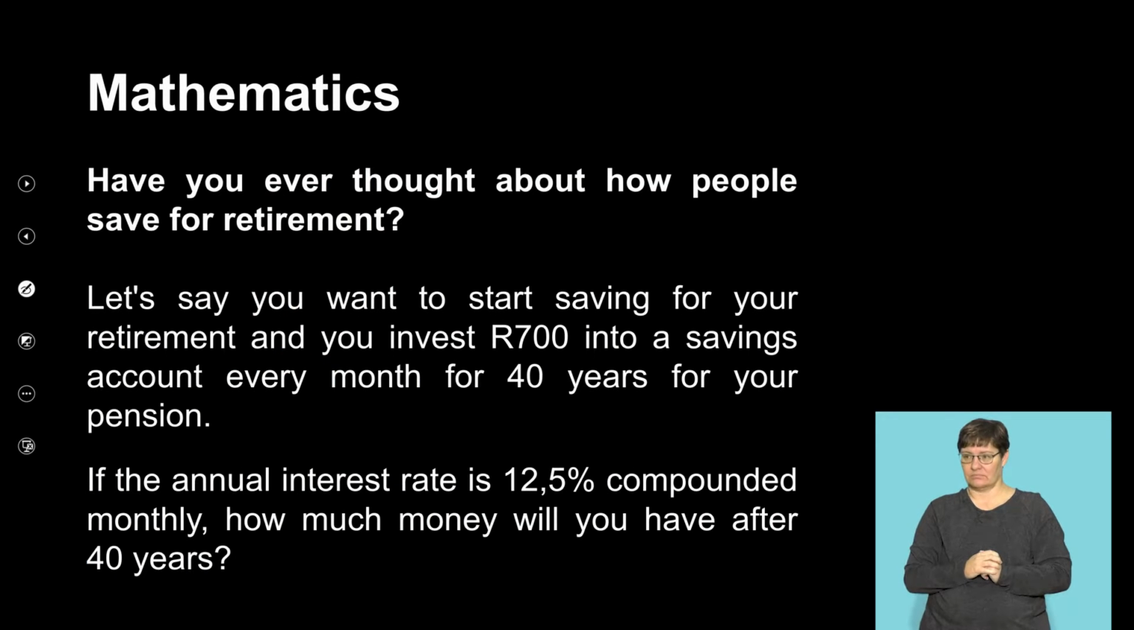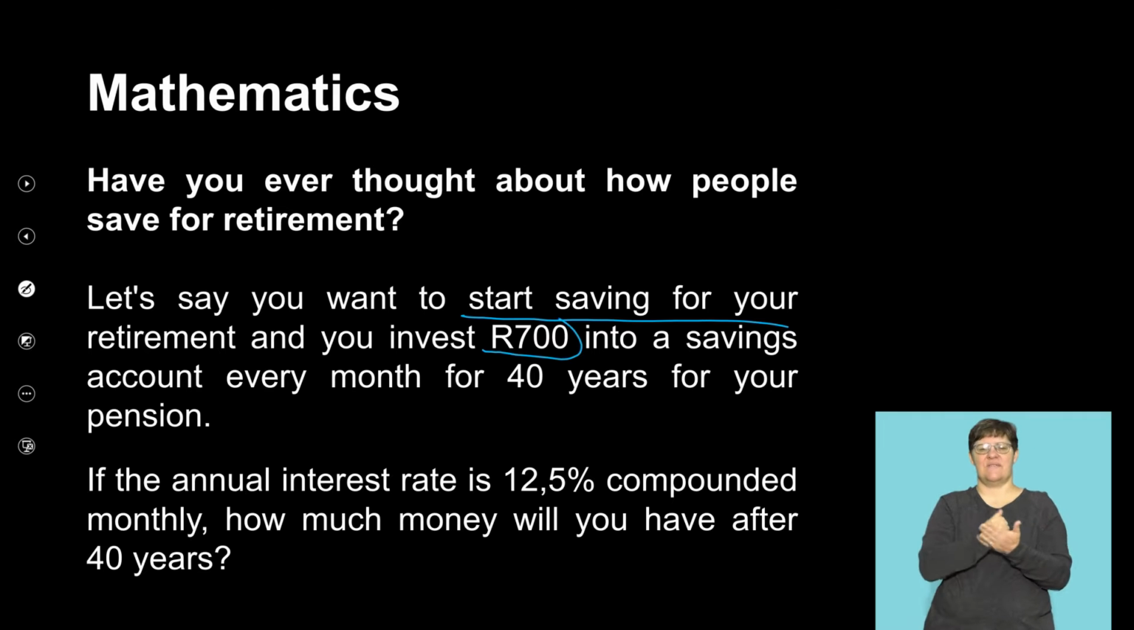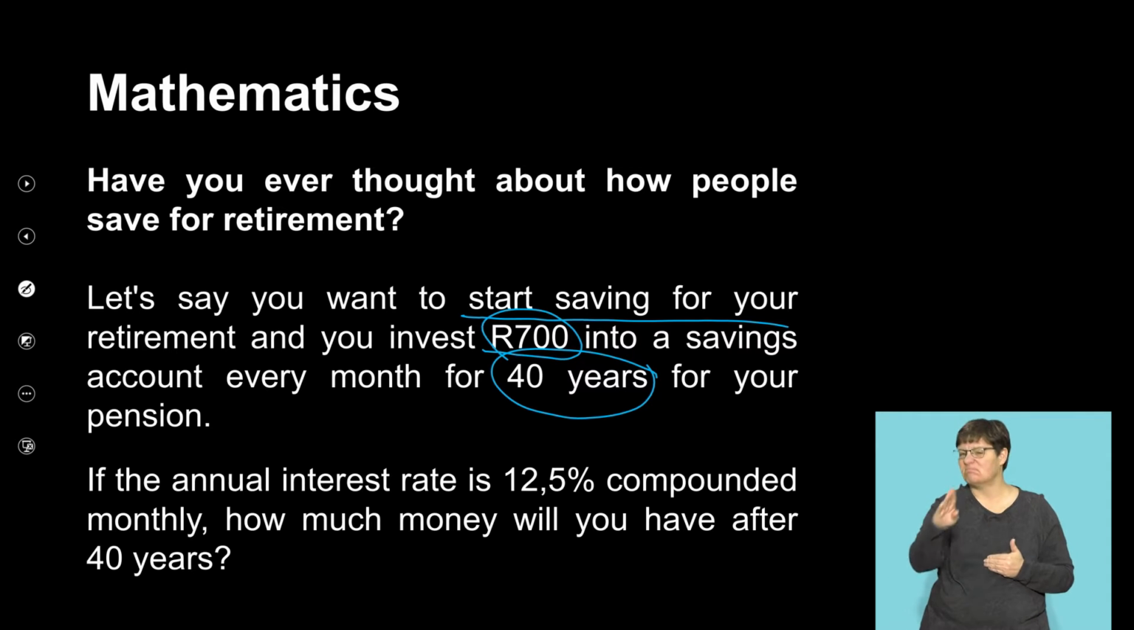So firstly, I want you to think about how people save for retirement, right? Let's say you want to start saving for your retirement and you start with 700 Rand as an investment into a savings account every month, and this is for 40 years, right? That would be maybe you are now 25 and in 40 years you'll then be 65.